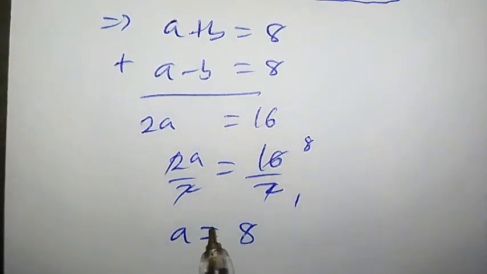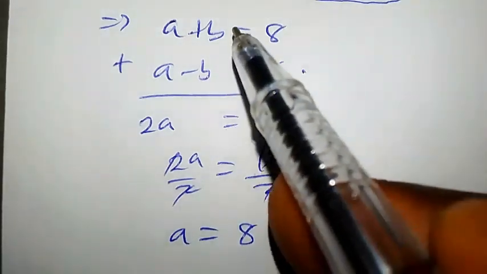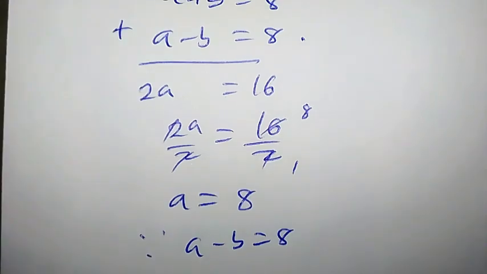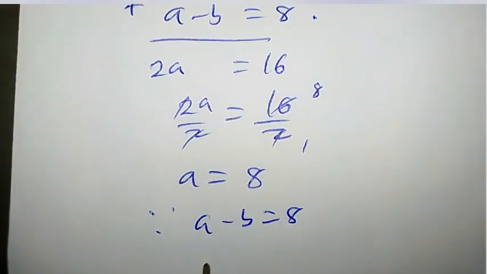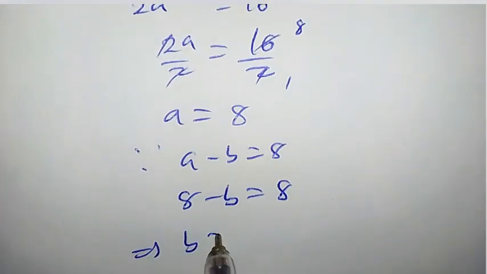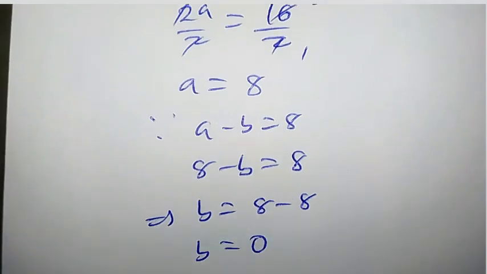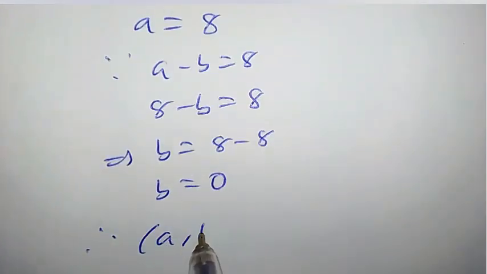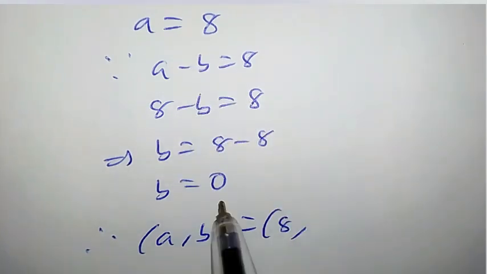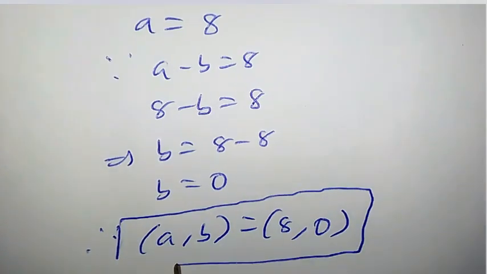Substituting this value of a into the second equation, since a minus b equal to 8, and a is 8, so we have 8 minus b equal to 8. This implies that b equals 8 minus 8, so b equals 0. Therefore, a comma b is equal to 8 comma 0. This is the first solution.